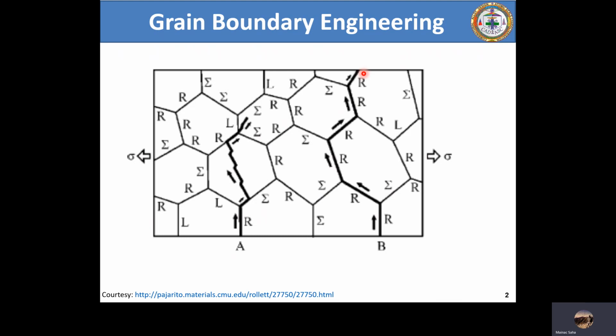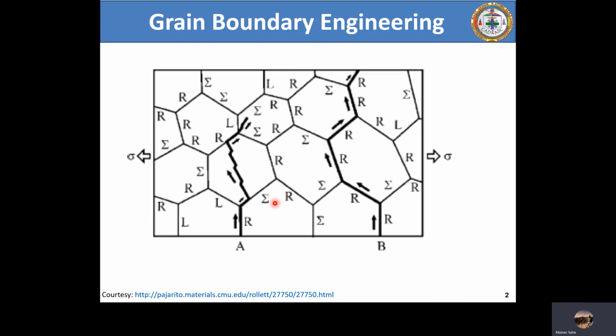So here, what we see is that if in a microstructure we can reduce these R's, these random angle boundaries, and replace them preferably with sigma or L. Definitely, it's very hard to replace these R's with L, because L is generally a subgrain boundary. We generally do not see such an arrangement where this kind of boundary may be termed as L.